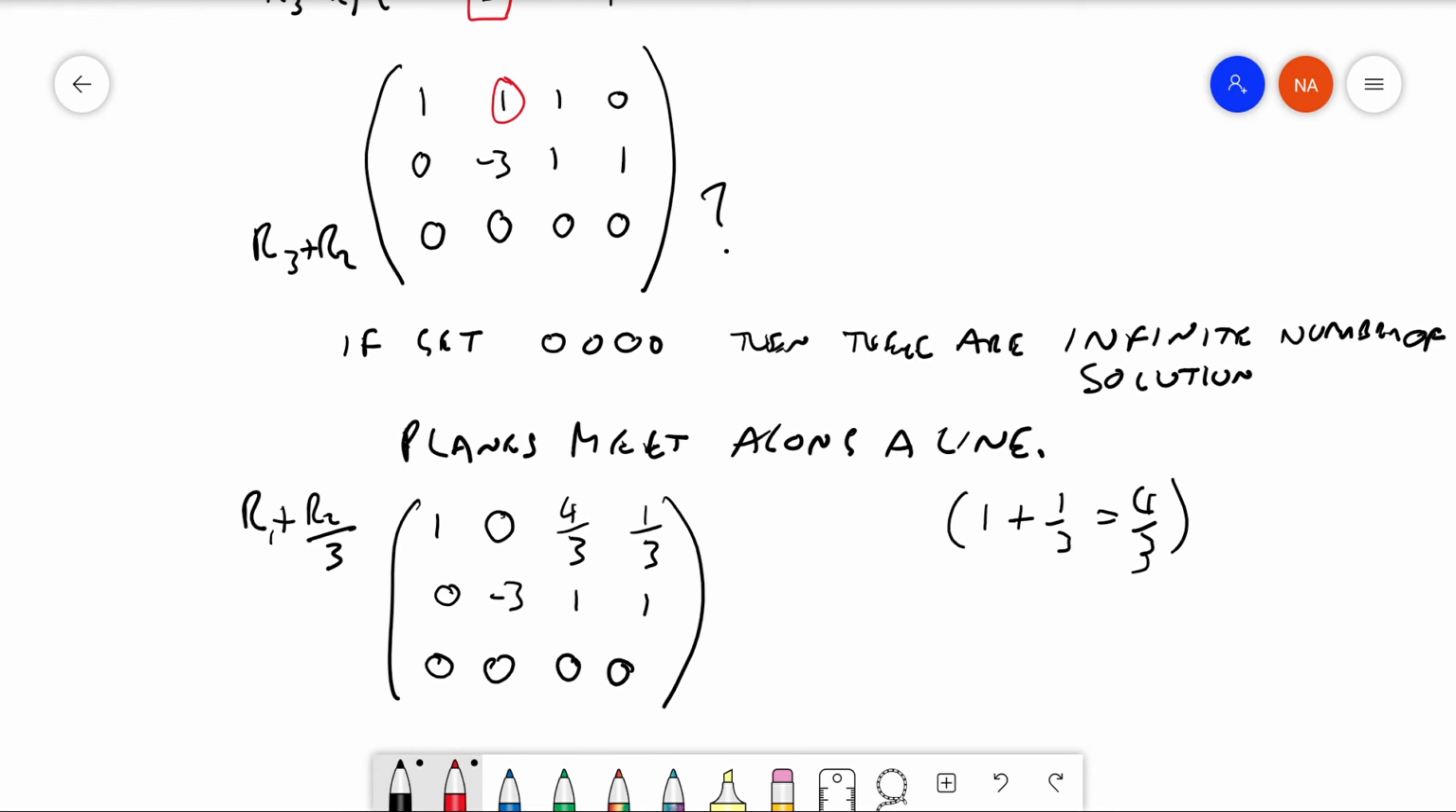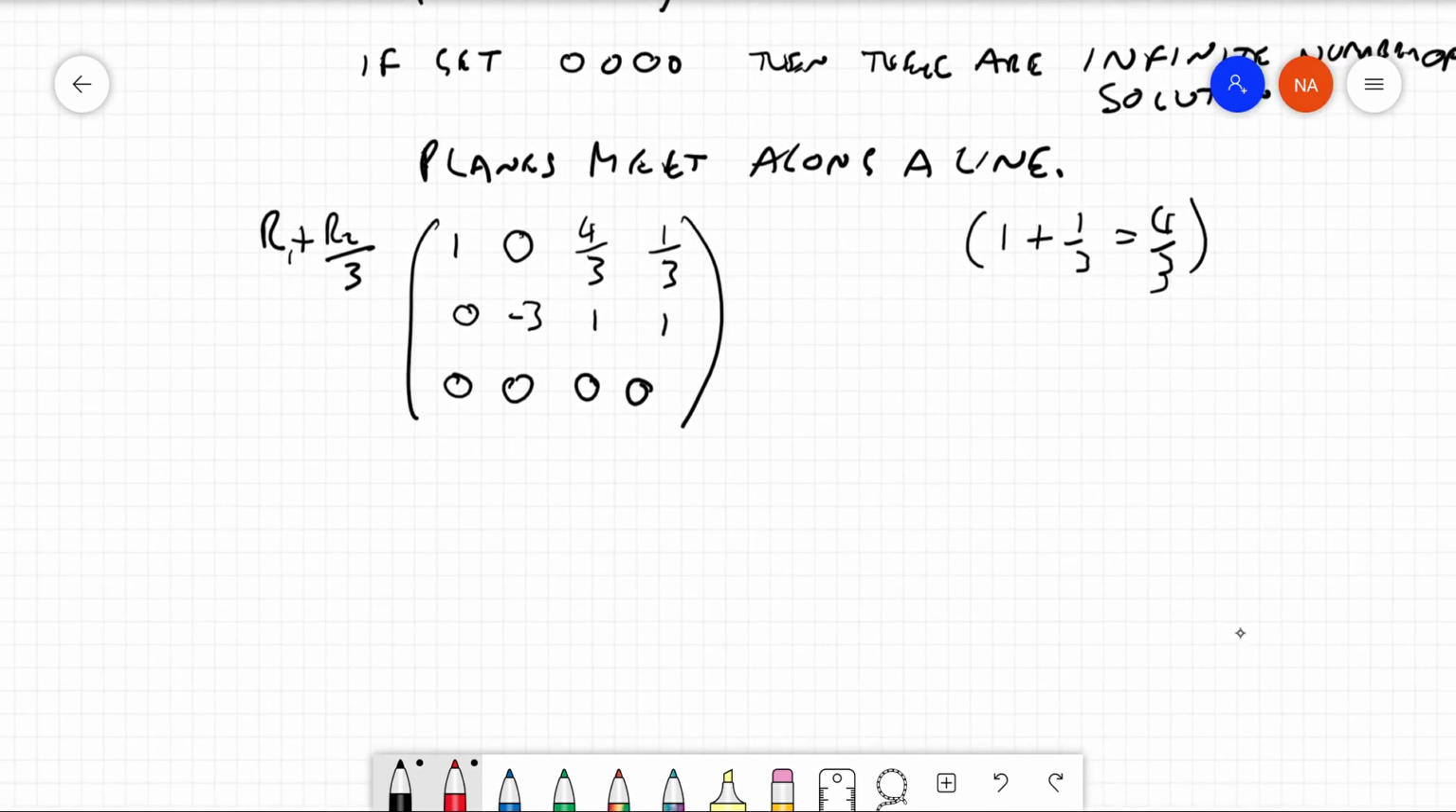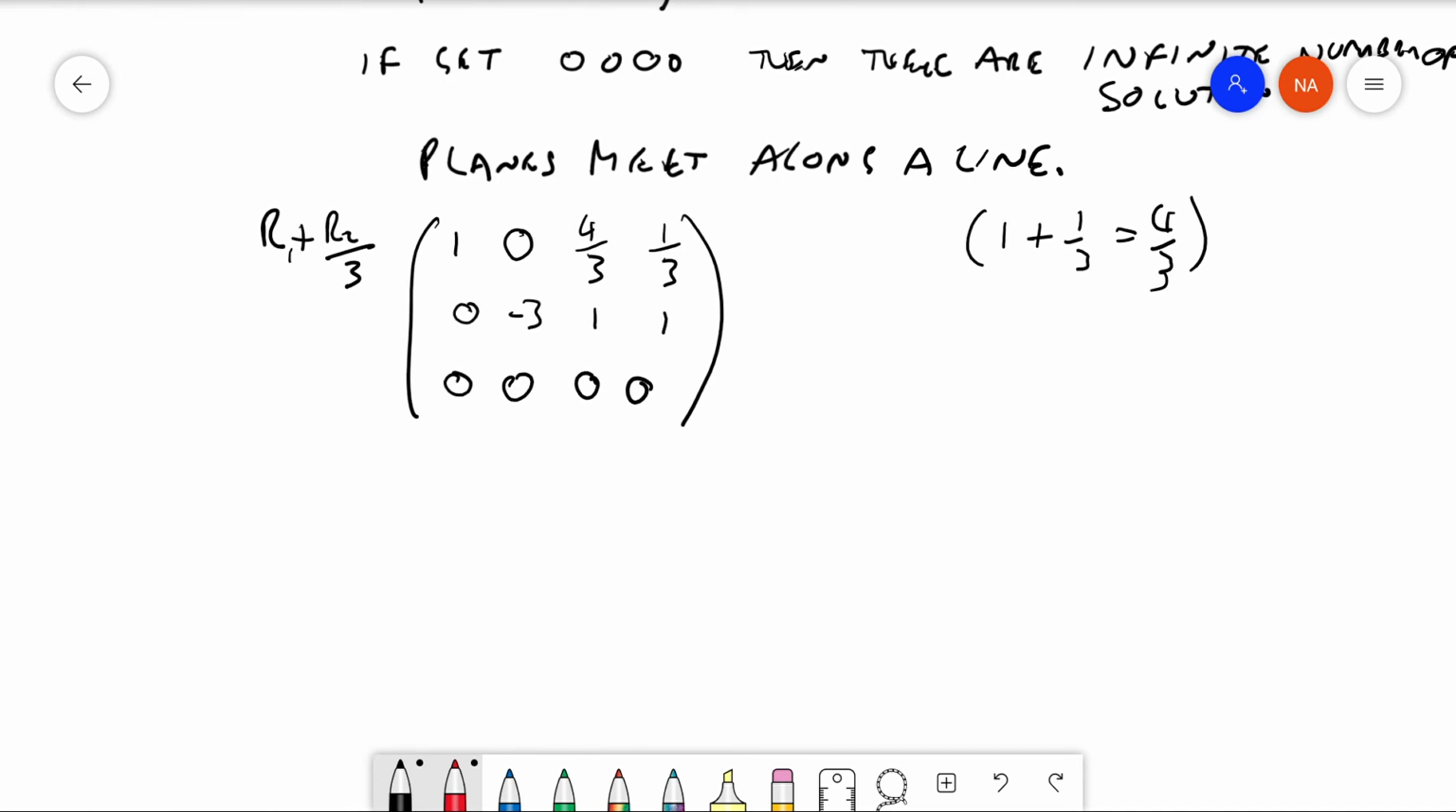Now, here we go. We have that Z is just Z. We don't know anything about it. It could be any number at all. So it seems silly to write Z equals Z, and I'll show you why. I'm going to change that in a minute. But for now, I've just got my Z equals Z. From my top row, I've got X plus 4/3 of Z equals 1/3. That's what my top row says. And my second row says that minus 3y plus Z equals 1. That's what my second row says.